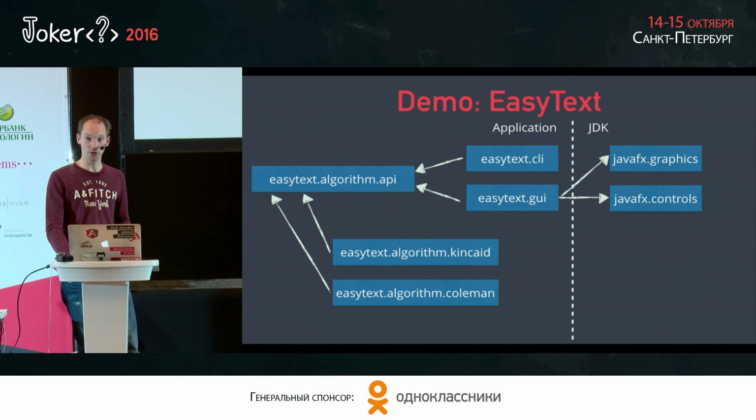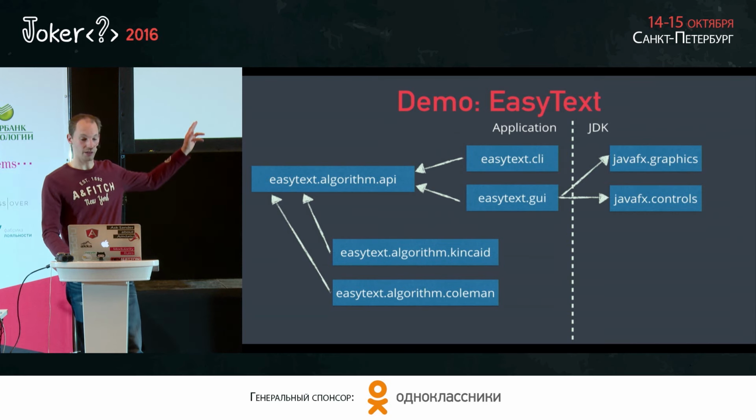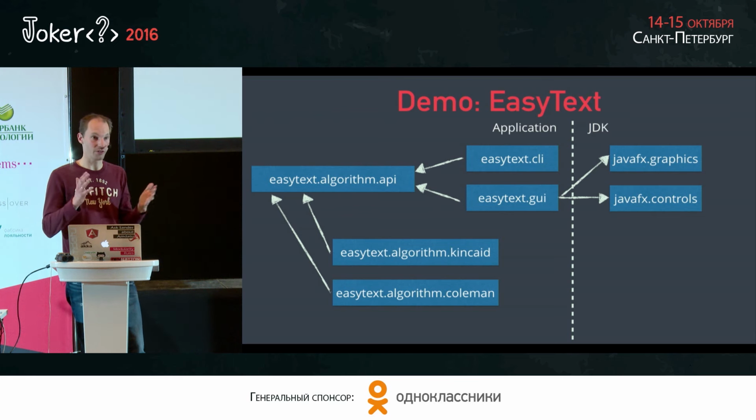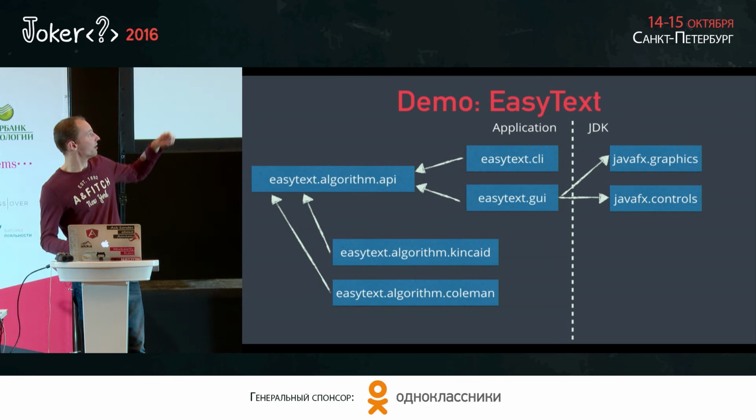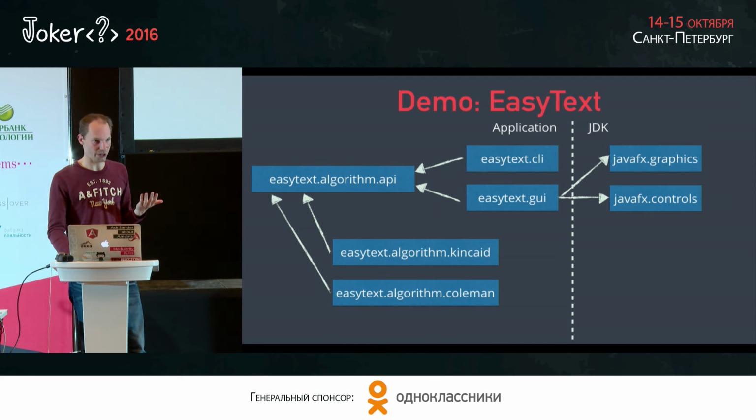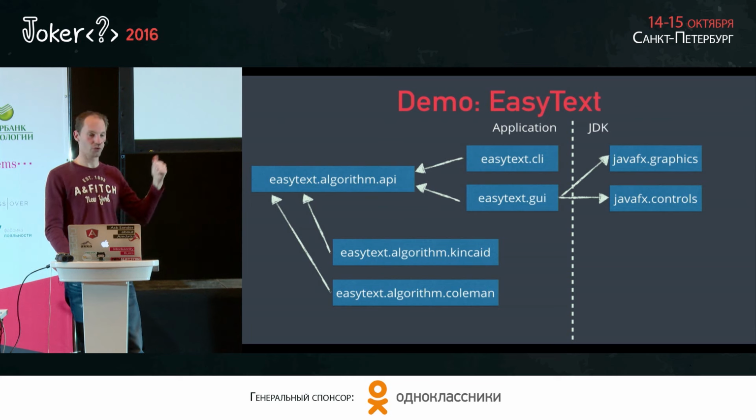Before we dive into the code, this is the structure of the solution. So we have the EasyText algorithm API module, which contains the analyzer interface that everybody is interested in. You can see here, and the arrows all are requires relations, that the arrows go from the CLI and the GUI frontend modules to this API module, because they need to know about the analyzer interface to call a method on it.